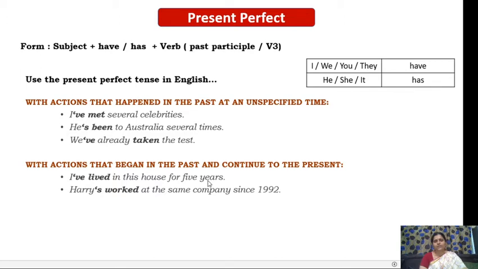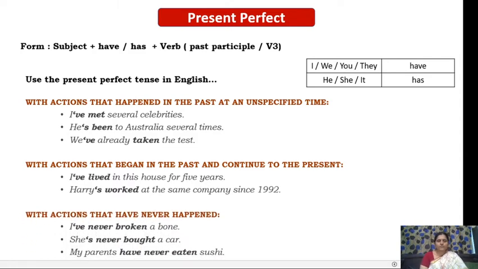That means you are referring to the past, and at present also you are living there. So when you want to refer to such actions, we use present perfect. Harry has worked at the same company since 1992. Since 1992, he has worked at the same company. That means at present also he is working in the same company.